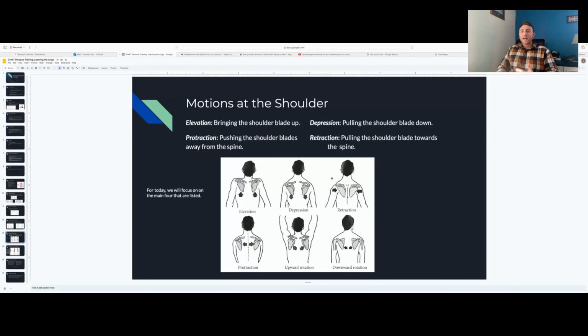Now, it's not saying retraction is more important than protraction at all. I'm just saying for the context of that scenario, if you want to retract, you've got to be able to pull those shoulder blades towards the spine.